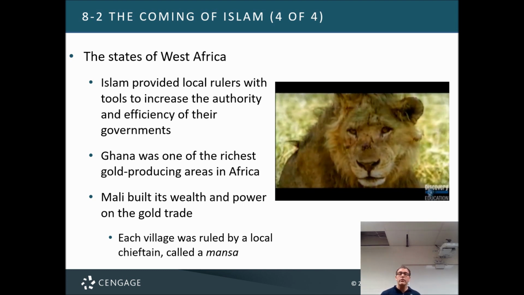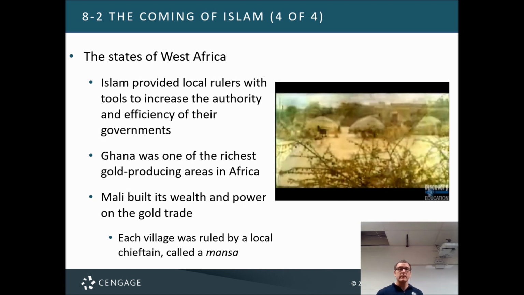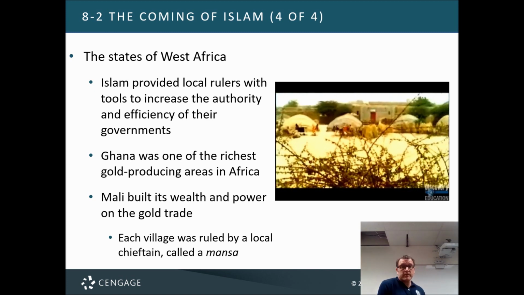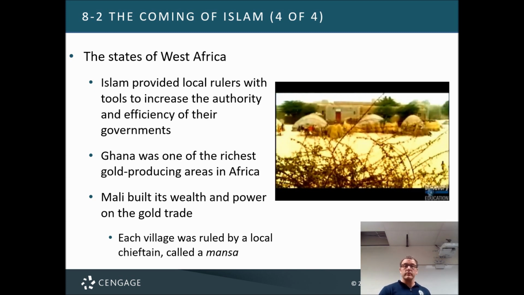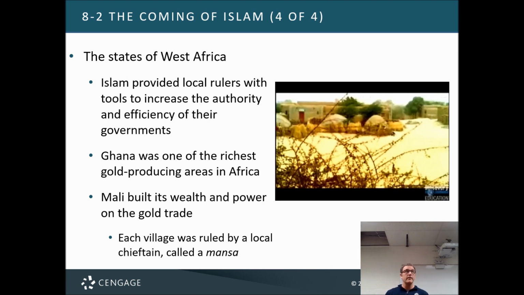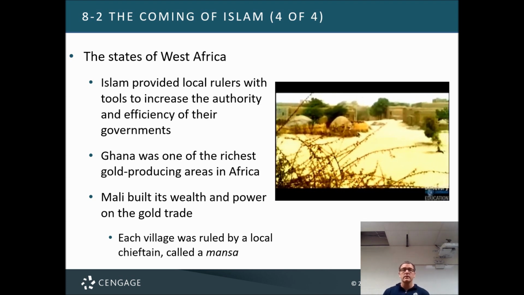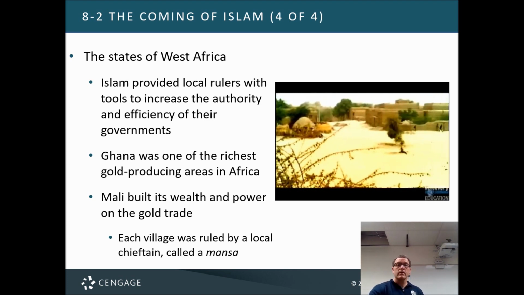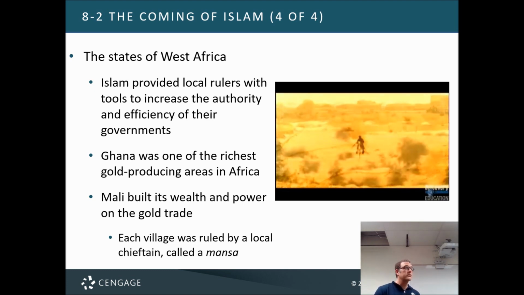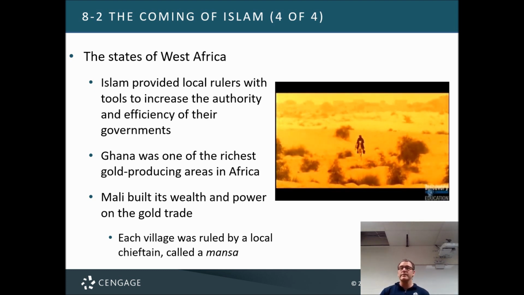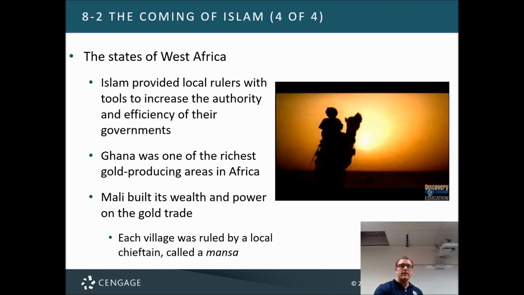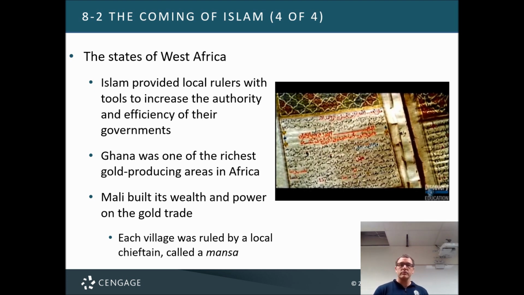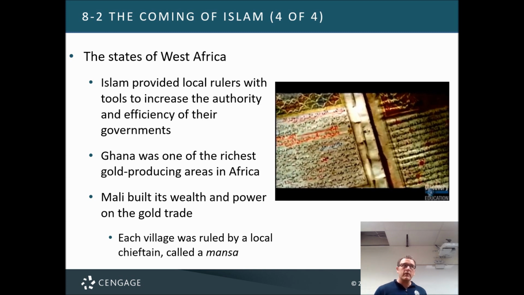Now, although the people of the region traditionally lived on farming, just like most people in the world pre-industrial revolution, a primary reason for Ghana's importance was gold. The heartland of the state was near one of the richest gold-producing areas in all of Africa. And so this made Ghana a very wealthy state. And they flourished for several hundred years. But by the 12th century, they were under constant attack.